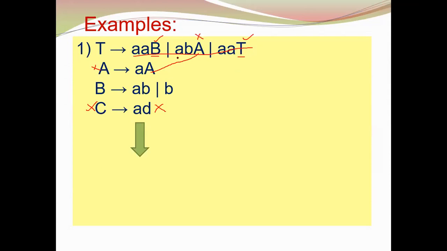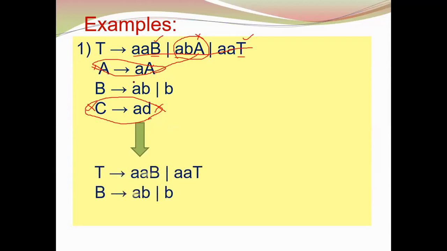So wherever I find it, I can remove this production because it is useless. I can remove this production because it contains A, and I can remove this production because it contains C. C is also useless. So finally, after removing the useless productions, my grammar is like this.